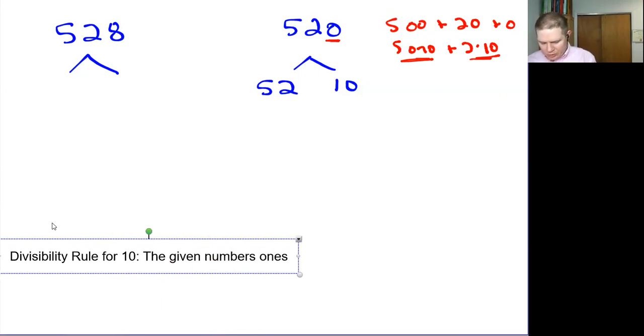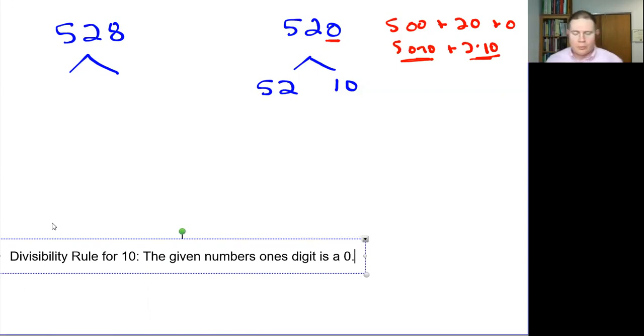Given number's ones digit is 0, right? Given number, apostrophe, possessive, right? The given number's ones digit is a 0. I don't have any ones. I'm just counting however much I have in front of the 0. I have that many tens.